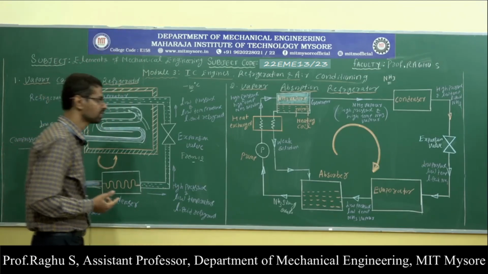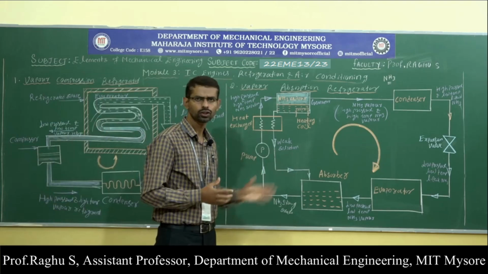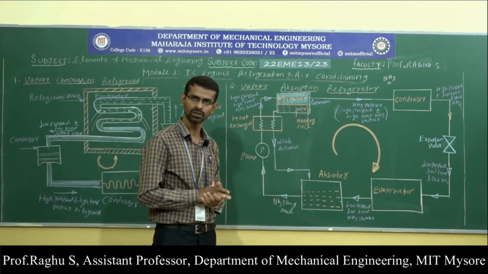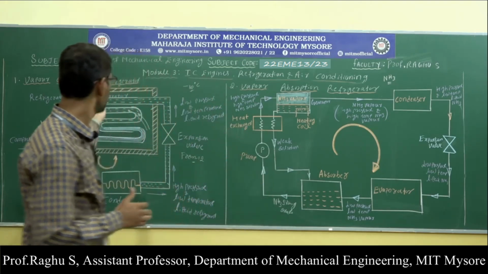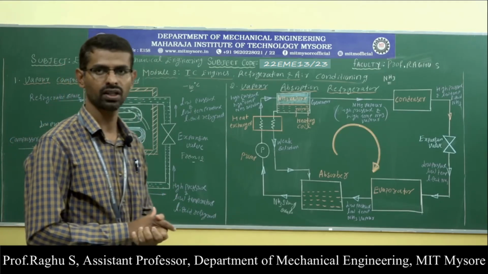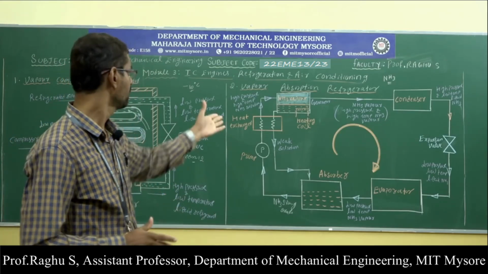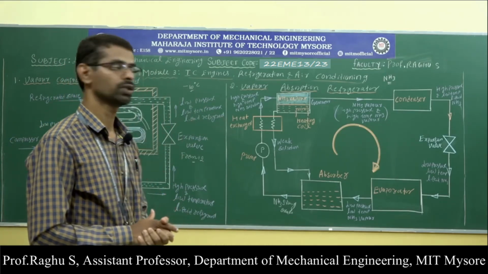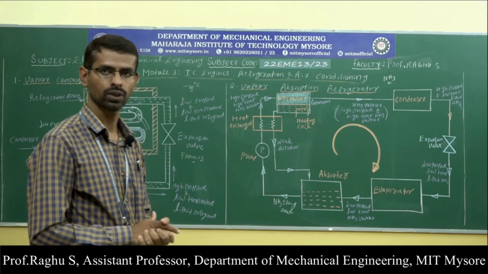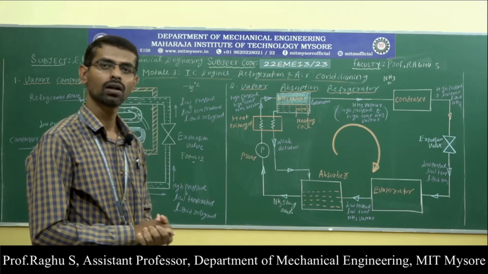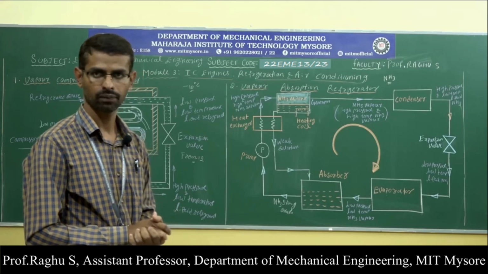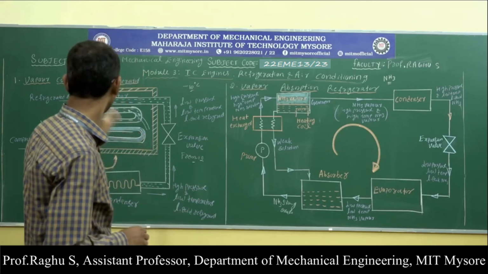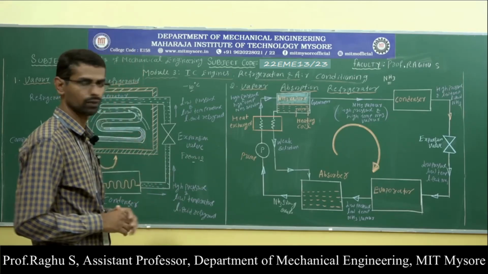Next, in the vapor compression refrigerator noise is high because of the presence of the compressor. Here noise is high, and here there is no noise. We do not have any compressor in the absorption refrigerator, therefore there is no noise. Maintenance cost is high for the vapor compression refrigerator as we have a compressor. Compared to that, in the vapor absorption refrigerator we have less maintenance cost. So these are all the major differences between the vapor compression refrigerator and the vapor absorption refrigerator.